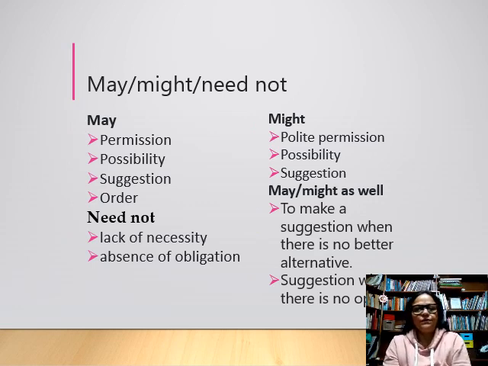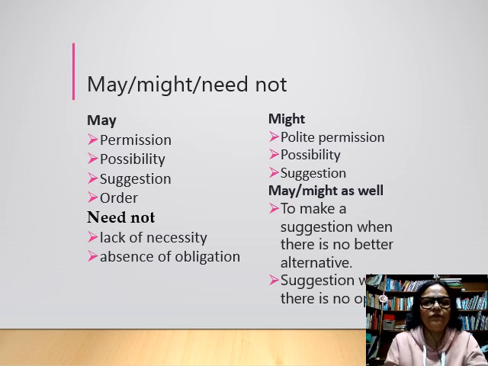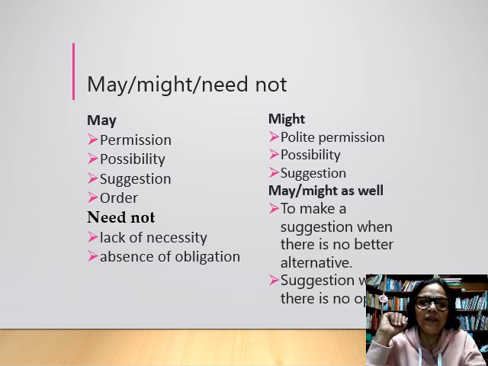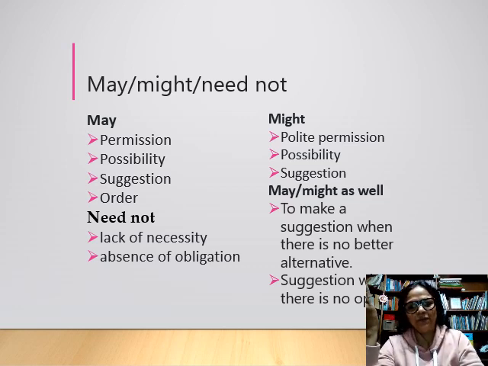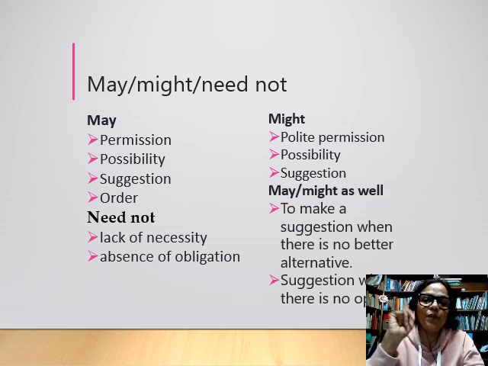Now we come to the second set of modals. May, might, need to. Need not. So may denotes permission, it denotes possibility, it denotes suggestion, and it denotes order. So permission, you may leave. That means you are granted permission to leave. But when I say it may rain, I'm not granting permission to the clouds to rain waters. I'm just saying that there is a possibility that it may rain.